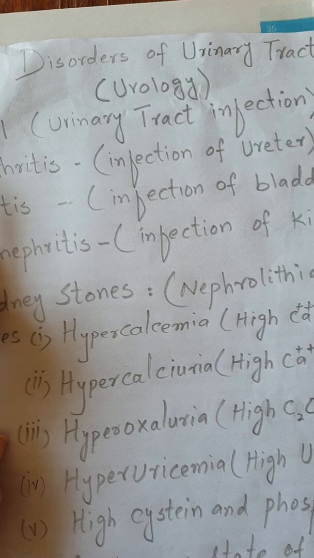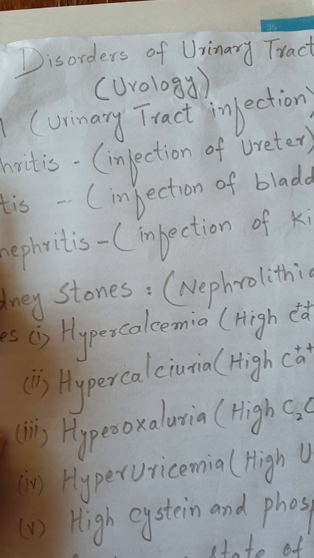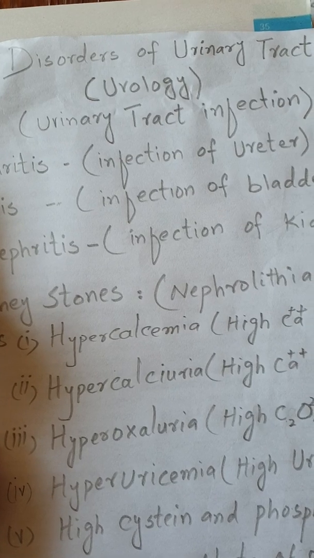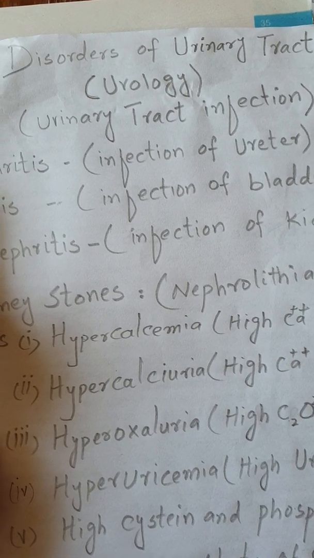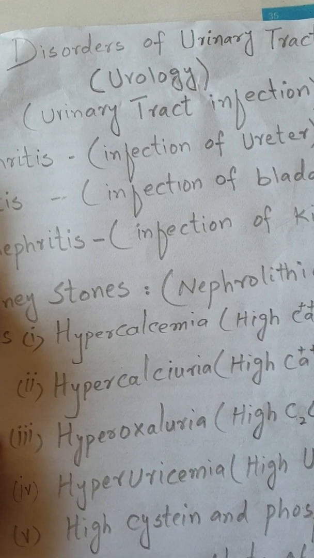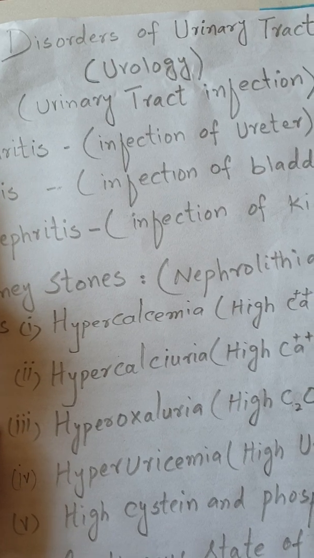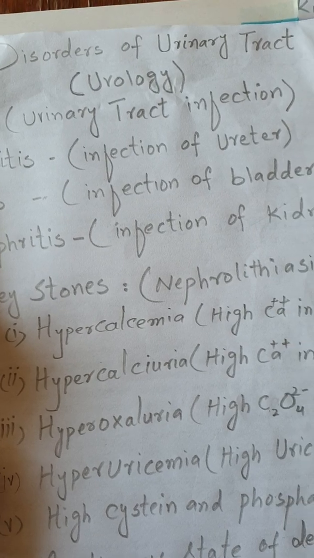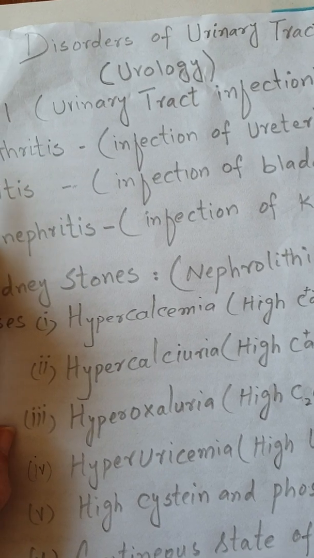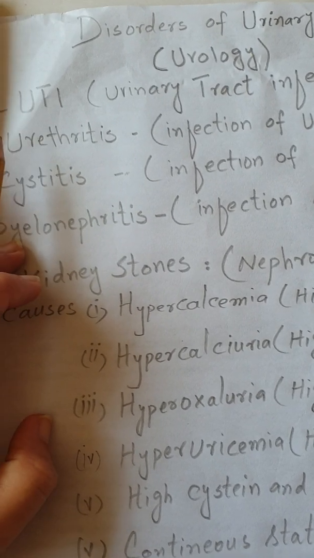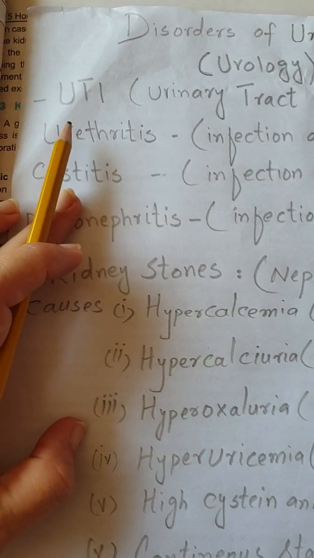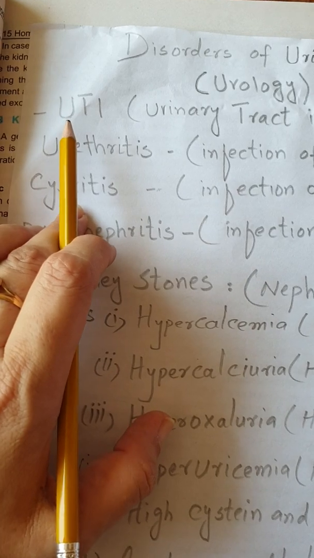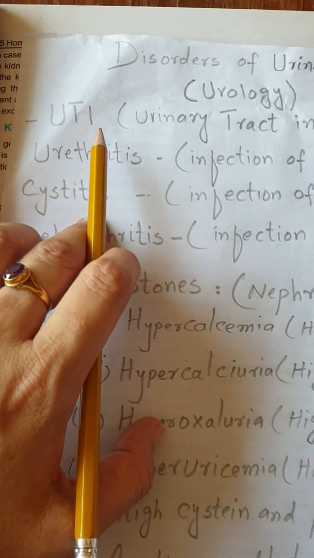And the field of medicine which belongs to the urinary tract is called urology. Urology is the study of the medicines which deal with the disorder of the urinary tract. So the first disorder that we will discuss here is the urinary tract infection, or commonly known as UTI.